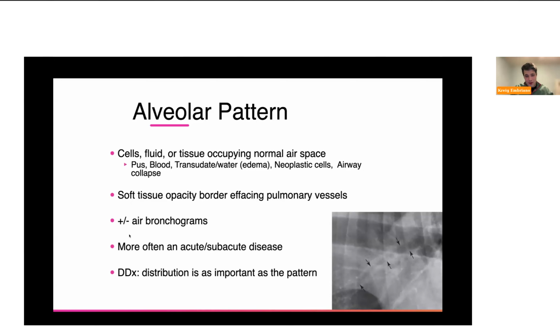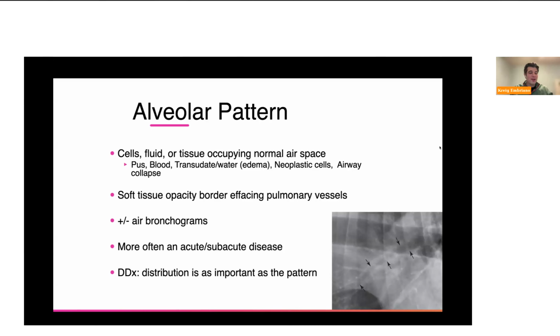You don't need an air bronchogram to call it alveolar, but if you see one, then you know you have it. So it's not necessary, but if you see it, then you know you have it. Alveolar patterns are often acute or subacute in terms of disease processes. That's not 100% of the case, but it's just more typical. Okay, it's the general common guideline, not a rule, not a law.